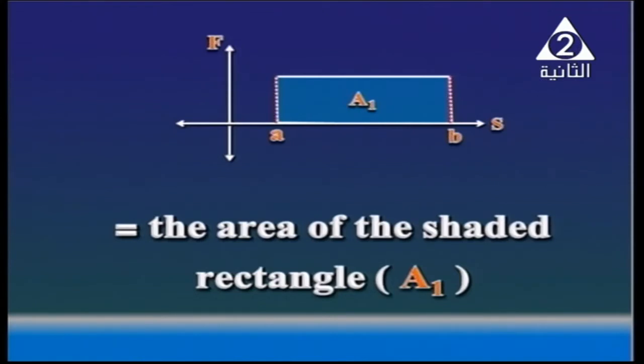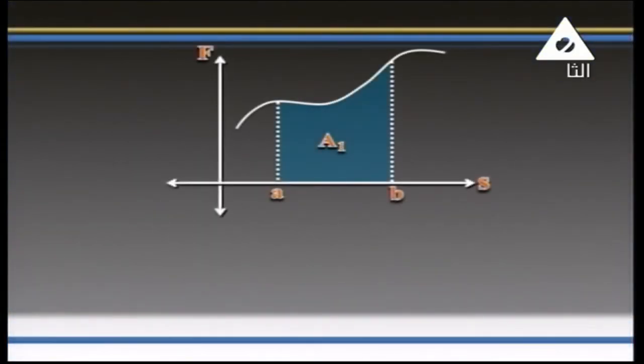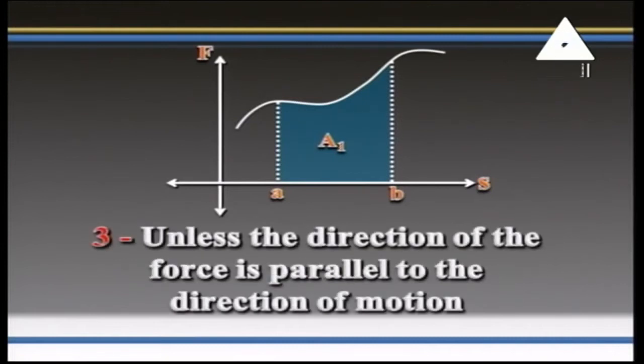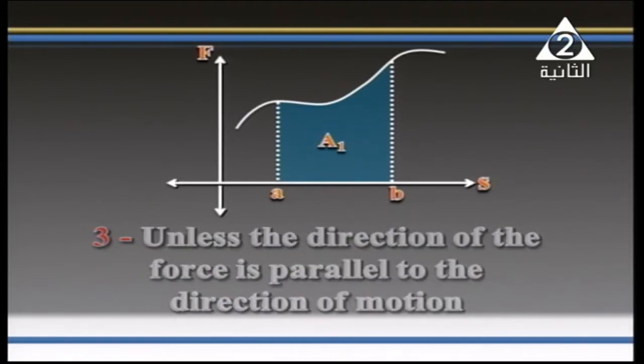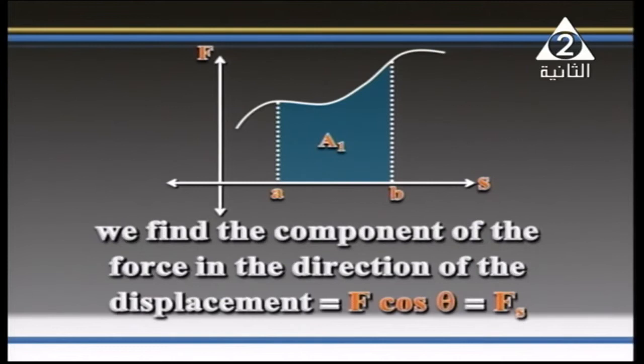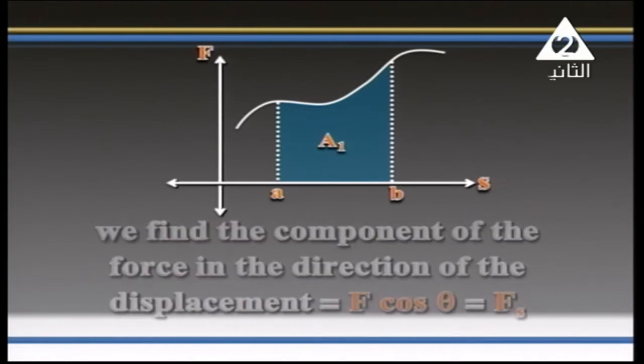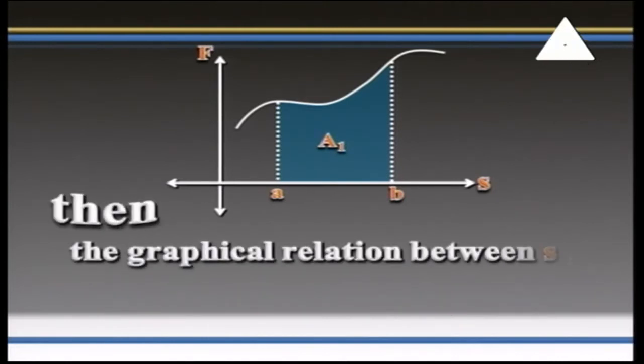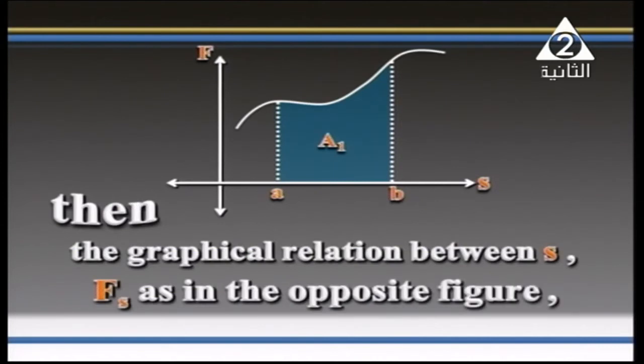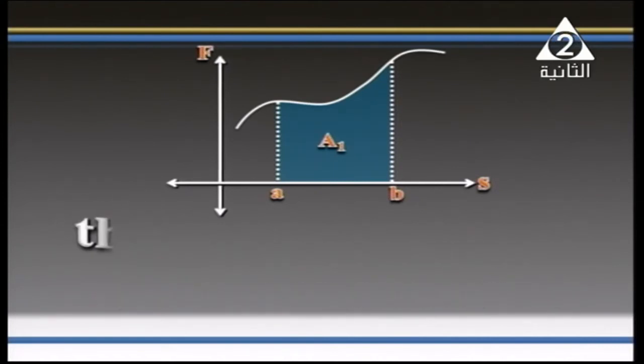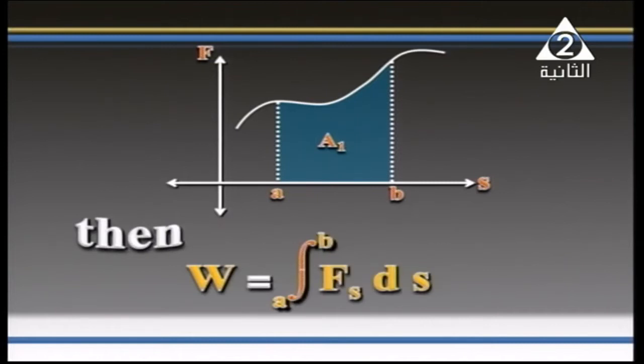The area of the shaded rectangle is easy to find: length times width. My dear students, if the direction of the force is not parallel to the direction of motion, we find the component of the force in the direction of displacement, F cosine theta, which is Fs. Then the graphical relation between S and Fs is as in the opposite figure. Then the work done is given by the integration from A to B of Fs ds.